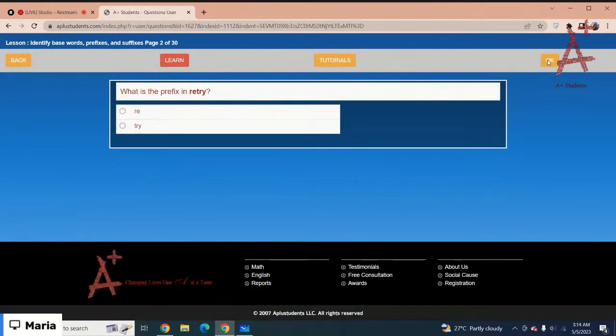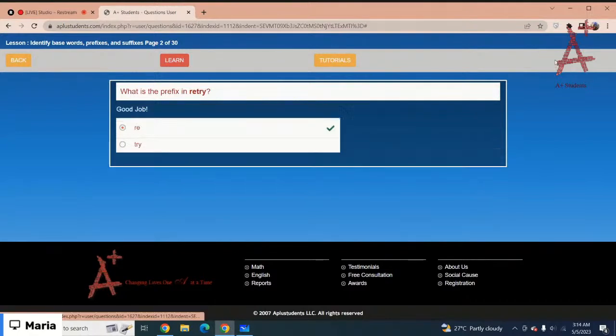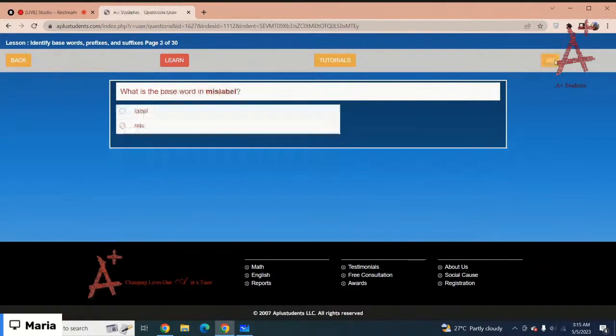Which is the prefix of retry? So, which is the prefix? It would be re. Re is the prefix, and try is actually the base word. Got it? It would be re. That is before the word try, so it would be prefix.